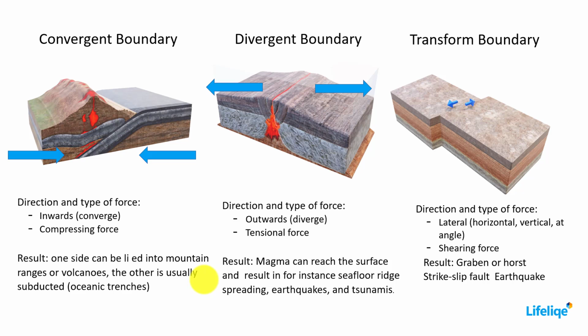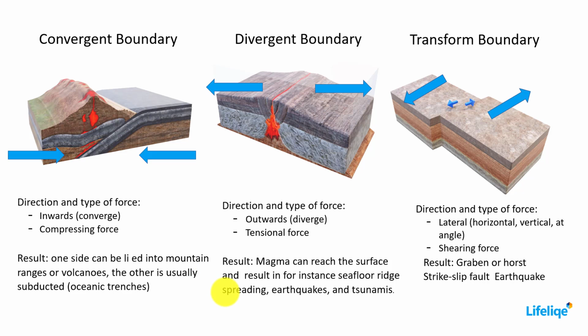The mid-ocean ridge areas of our oceans are where there is a lot of volcanic activity, a lot of earthquake activity, and many tsunamis originate in these locations. Finally, the third type is transform boundary.